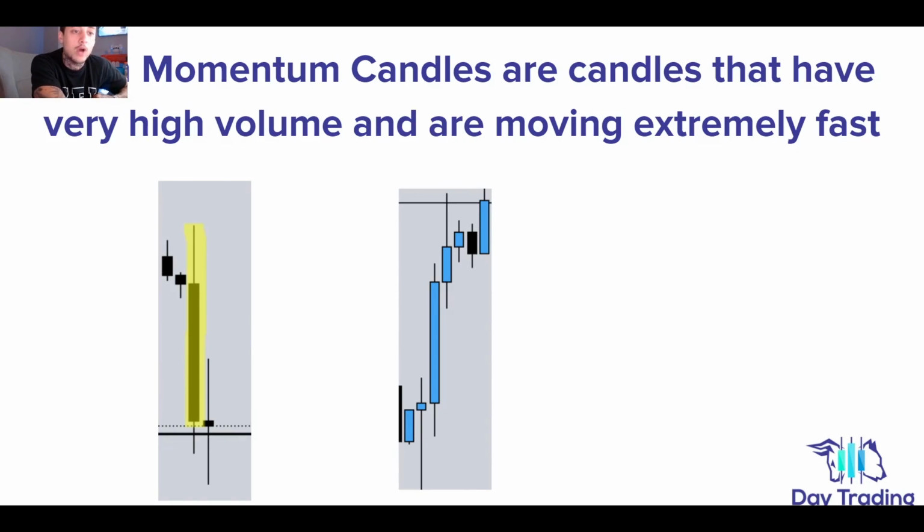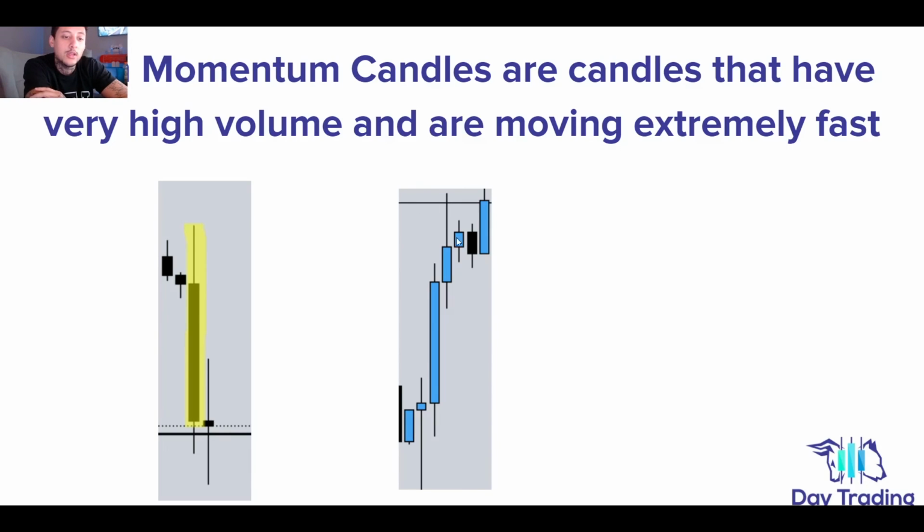But now when it comes to high momentum, it's the same exact thing we literally just went over with low momentum, except it's the opposite. Sometimes, like I said previously, you're going to see momentum be fairly slow and then things just randomly pick up when the market sessions start to open, such as the London or the New York session. So high momentum candles are candles that have a very high volume and are moving extremely fast.